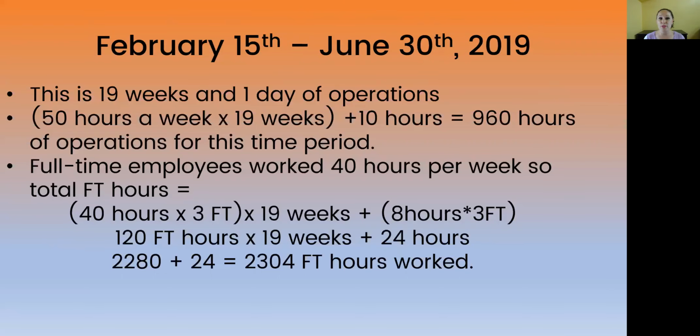Now, the full-time employees worked 40 hours per week, so total full-time hours equals 40 hours times 3, because we have 3 employees, times 19 weeks, plus 8 hours times 3, because again of that 1 day. So that's 120 full-time hours times 19 weeks plus 24 hours. So now we have 2,280 hours plus 24 hours equals 2,304 full-time hours worked.